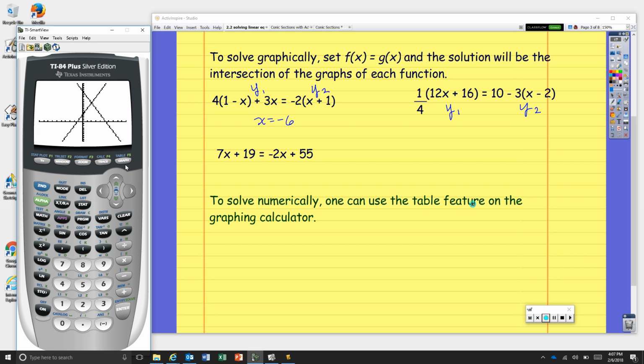And again, I see the intersection quite clearly, so second trace, the intersection, first curve, second curve, and I'm going to come down here to my guess and hit enter. And I got x equals 2.